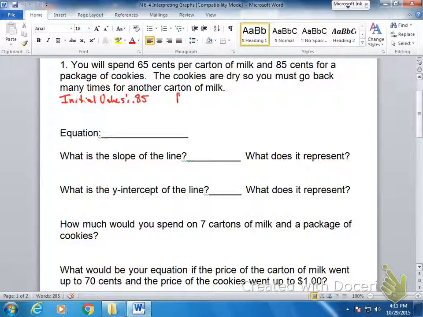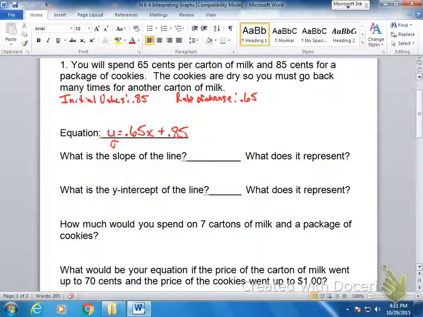I also need the rate of change. And this is what can change. If you remember, we don't know how many cartons of milk we're going to buy, but we do know that they're 65 cents a carton. We can use that to make our equation. Of course, it's y equals whatever our rate of change is, 0.65 times x. That's how many cartons of milk we're going to buy. But we also have to add in the amount of money we're spending on the cookies, so 85 cents.